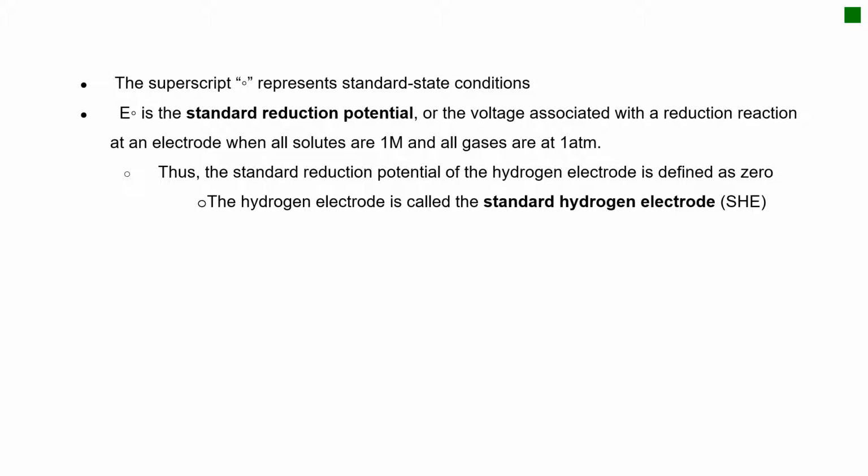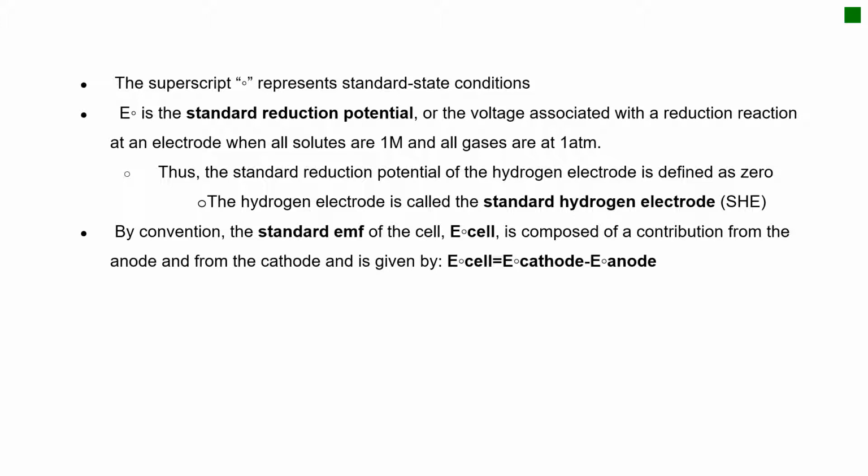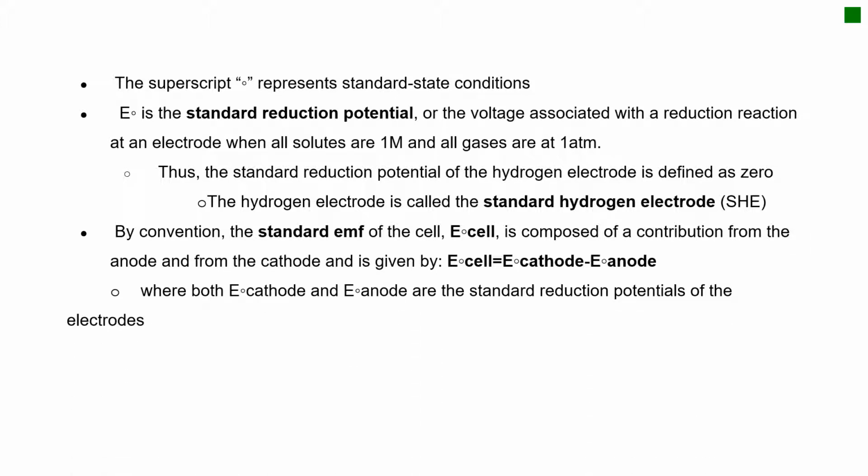Thus the standard reduction potential of the hydrogen electrode is defined as 0, and the hydrogen electrode is called the standard hydrogen electrode, also known as SHE. SHE can be used to measure the potentials of other kinds of electrodes. By convention, the standard EMF of the cell is composed of a contribution from the anode and from the cathode, and is given by the standard potential of the cathode minus the standard potential of the anode, where both are standard reduction potentials of the electrodes.